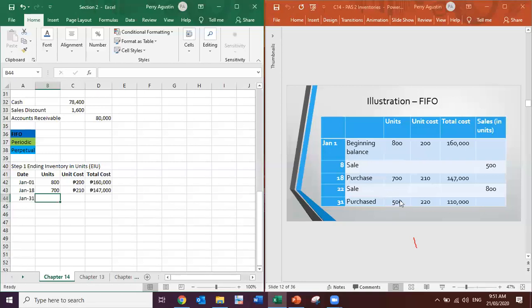Then the next thing that we have to do now is, of course, to identify how much is the January 31 purchases. So we have 500, and this is for 220. How do we get the total cost? Again, we just simply multiply the two. So 500 times 220. So if we sum all this, so we get all the total of this.